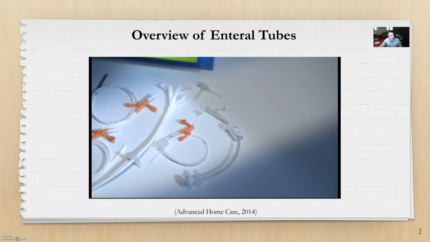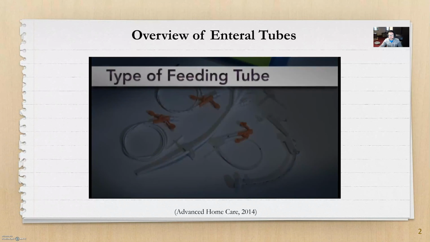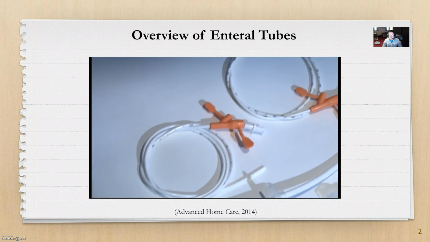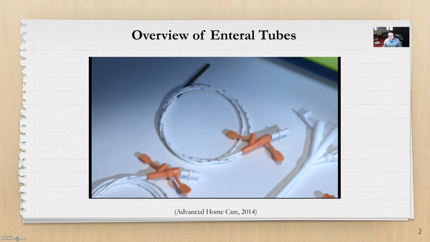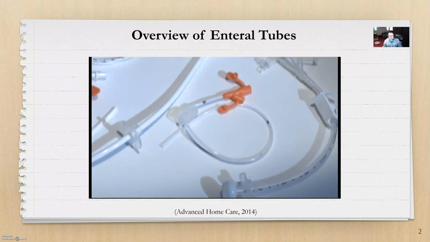The type of feeding tube you received in the hospital was determined by your doctor. The decision was made based upon the function of your GI tract and the length of time tube feeding was likely to be needed. Some feeding tubes are appropriate for a short period of time, typically less than 30 days. Others for longer-term tube feeding.